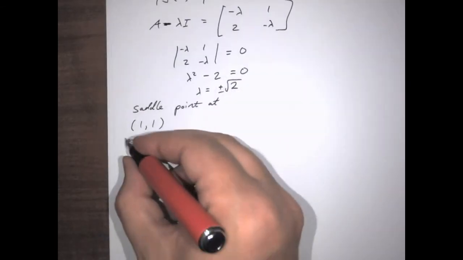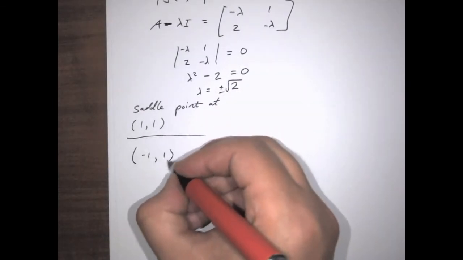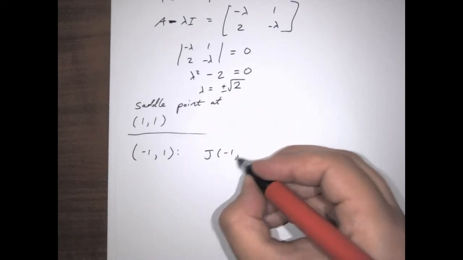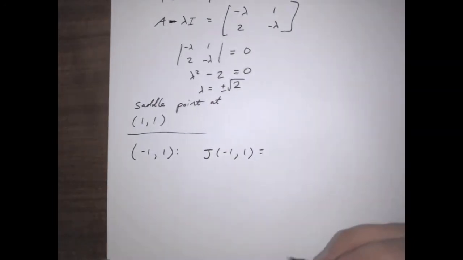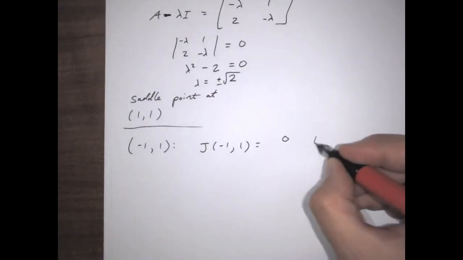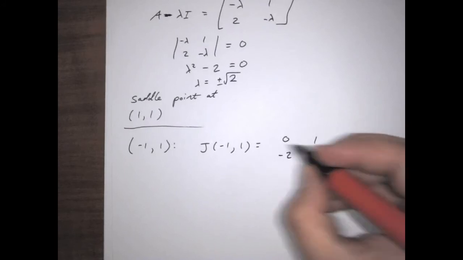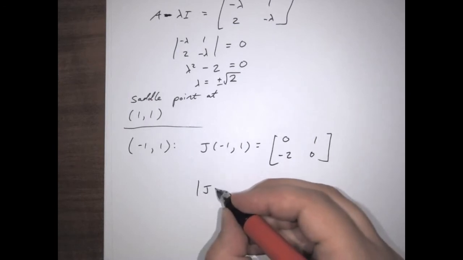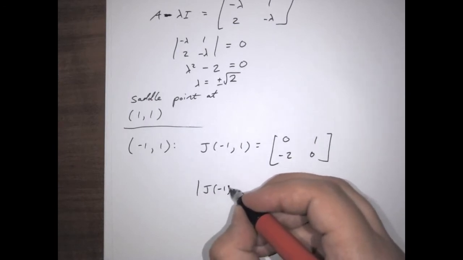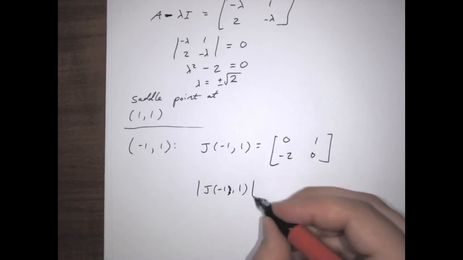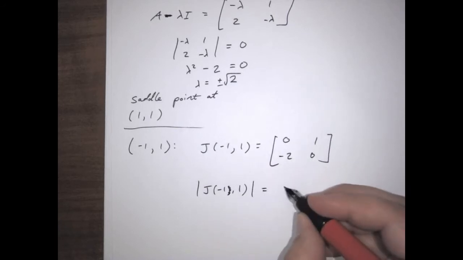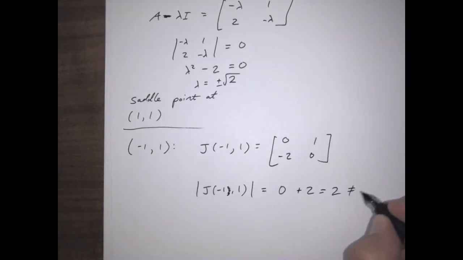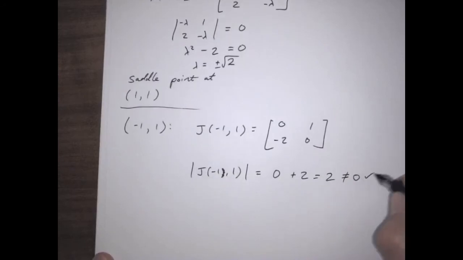Now at negative 1, 1, we're going to have J, the Jacobian, which equals 0, 1, negative 2, 0. And the determinant of that is going to be 0 times 0, 0, plus 2 equals 2, which is not 0. Check. We always have to do this.